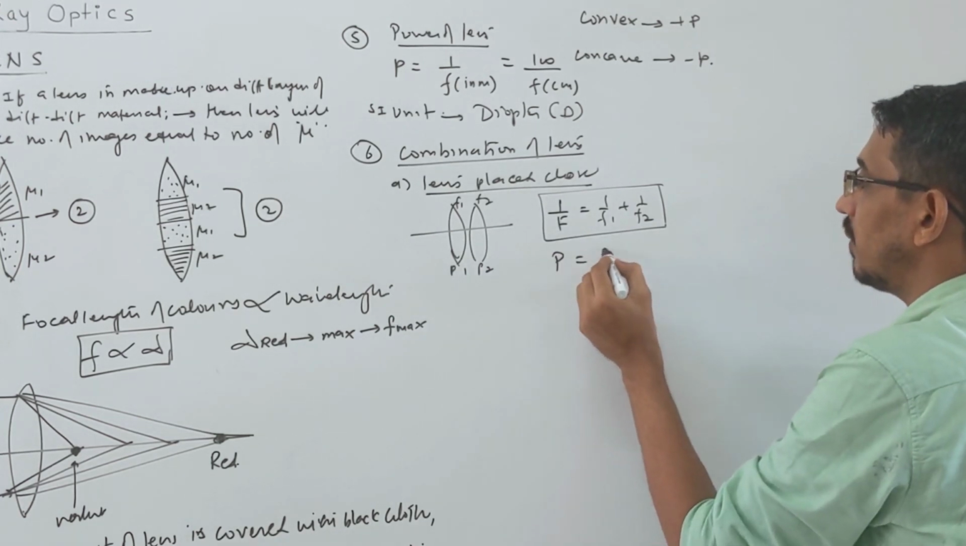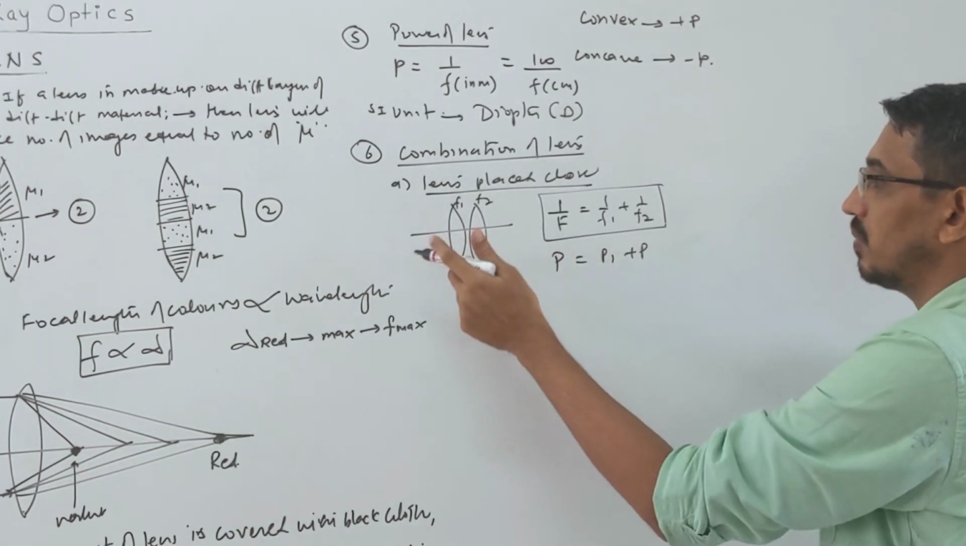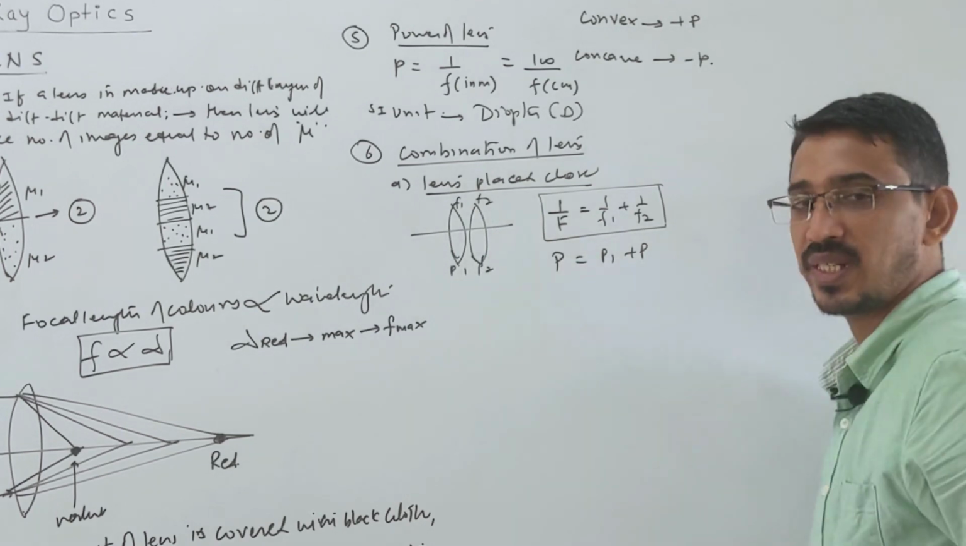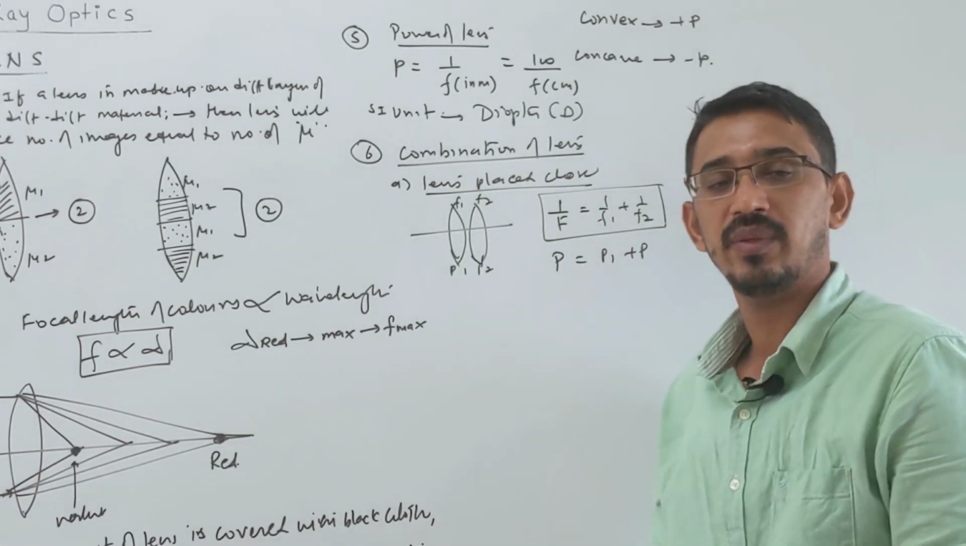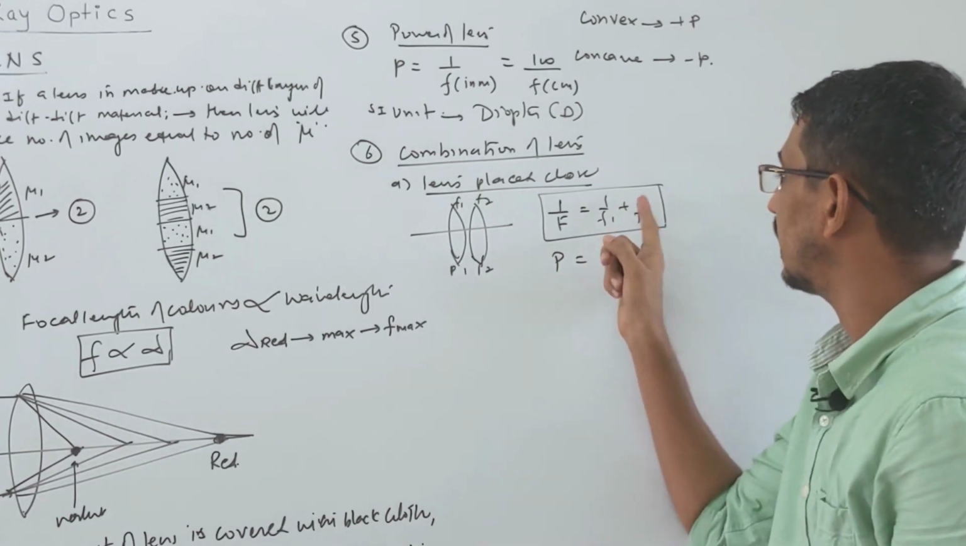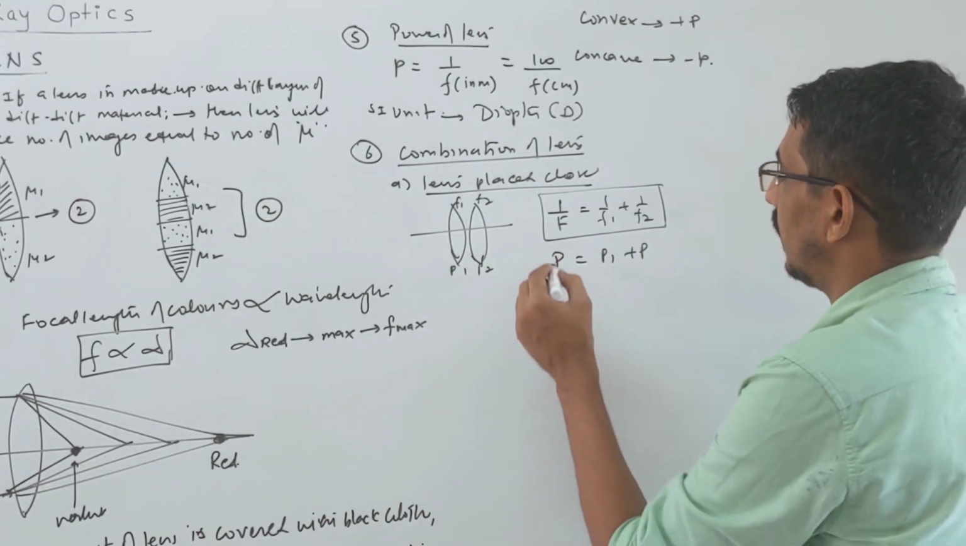Power is just P1 plus P2 with sign. Like I drew both convex lenses, so positive power. If one lens is convex and the other is concave, then that power will be negative. So with sign convention you have to add this. Okay, this is power.